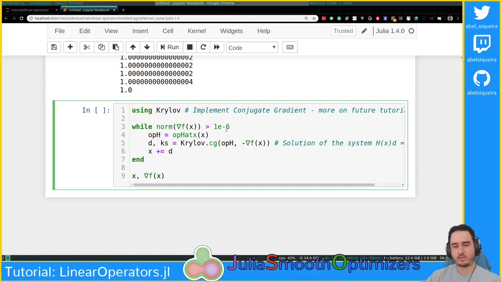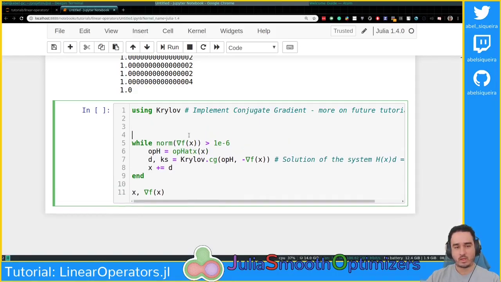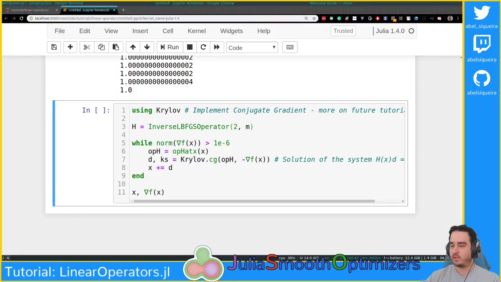So here I still have the same f of x as above. So here, instead of op H, I could have H as an inverse LBFGS operator, 2. And if I read correctly the question, can it just operate on vectors or also intervals? Just vectors. It doesn't have anything for intervals. It's just the traditional vector.